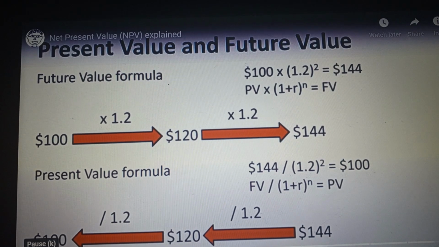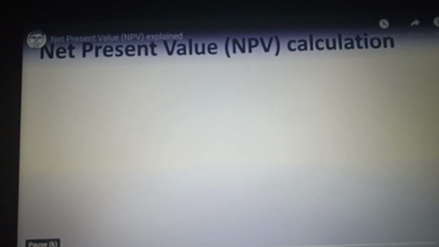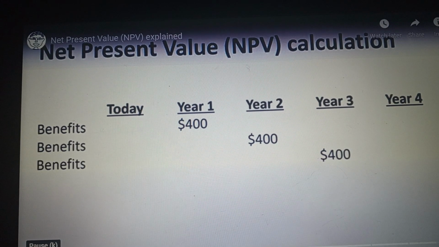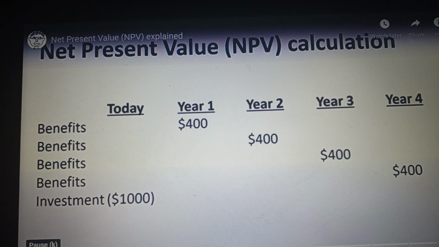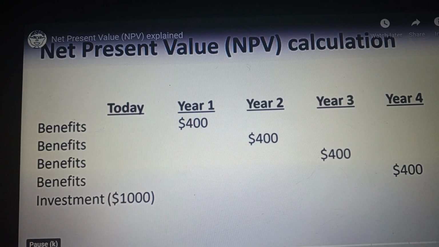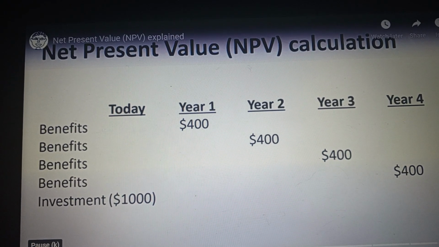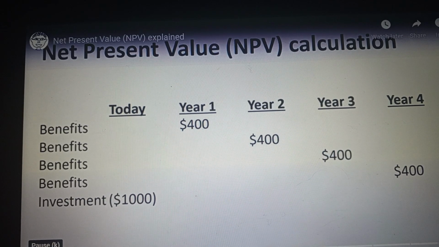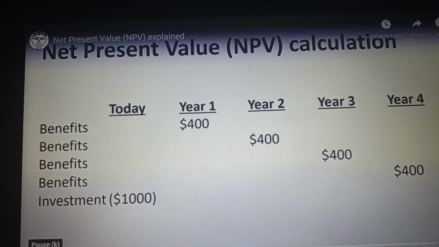Let's perform a net present value calculation step by step. What is the present value, PV, of all the cash inflows and cash outflows of the following project? The project is expected to provide 4 years worth of benefits of nominally $400 per year and an investment today of $1,000 to launch the project.